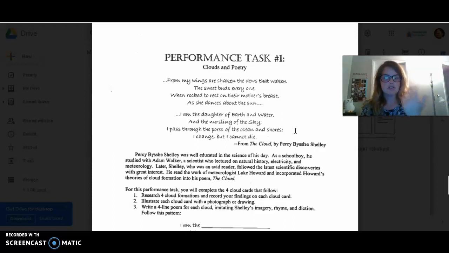Clouds, right? So from my wings are shaken the dews that waken the sweet buds every one, when rocked to rest on their mother's breast as she dances about the sun. I am the daughter of earth and water, the nursling of the sky. I pass through the pores of ocean and shores. I change, but I cannot die.